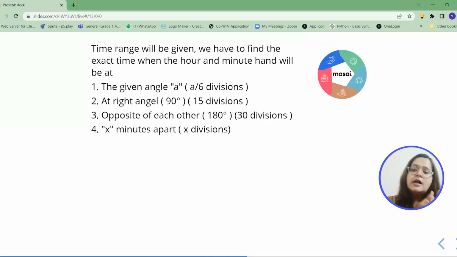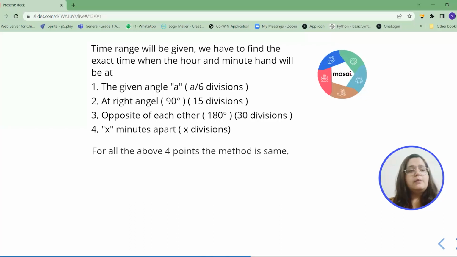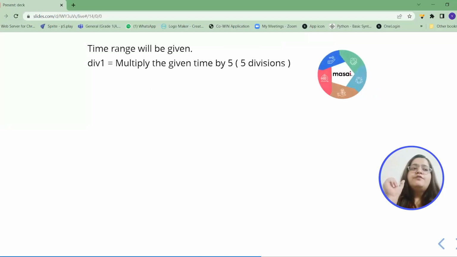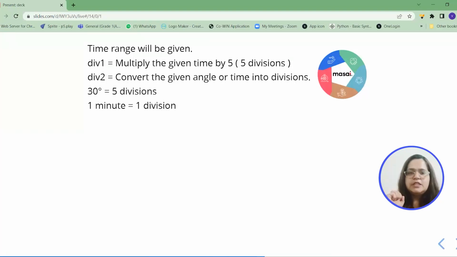For all, the calculation is same. Just when this angle is given, how we can convert this angle into division is important. So for all above 4 points, the method is same. Let's see. First, whenever the time range is given, you have to calculate the first division. For example, if it is telling you between 5 to 6, so 5 multiplied by 5, you'll get the answer 25. If it is giving you between 3 and 4, so 3 multiplied by 5, you will get 15 division. So whatever time range is given, multiply that by 5 and you will get the first division.